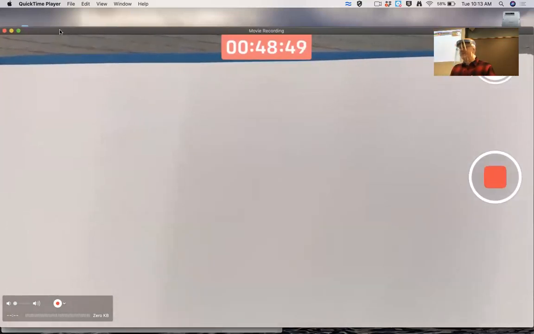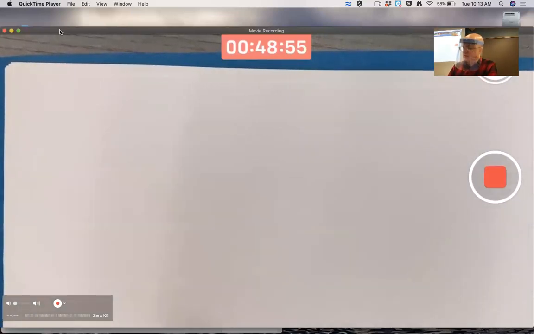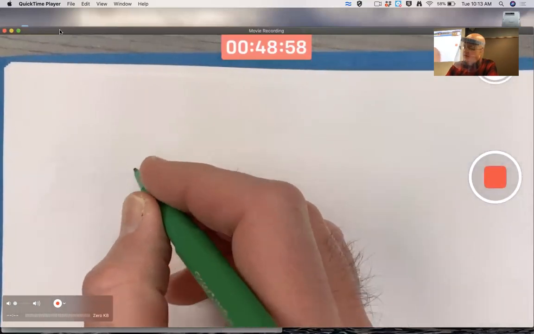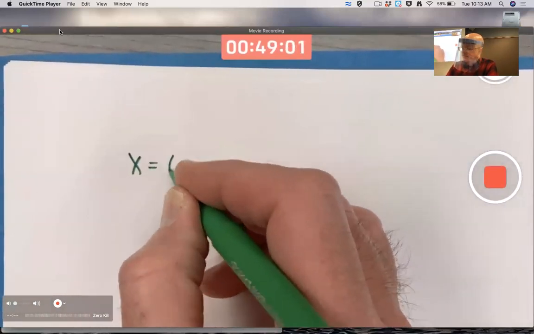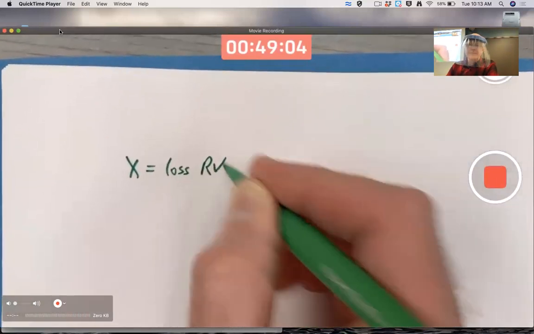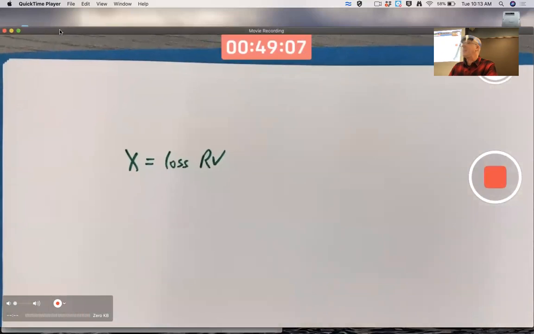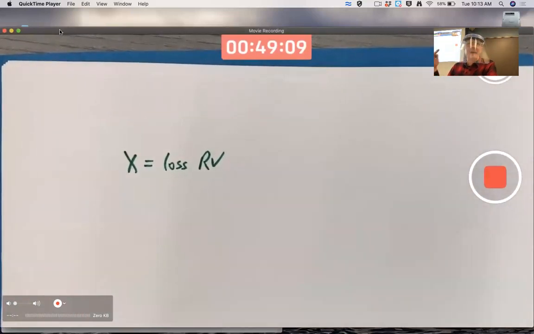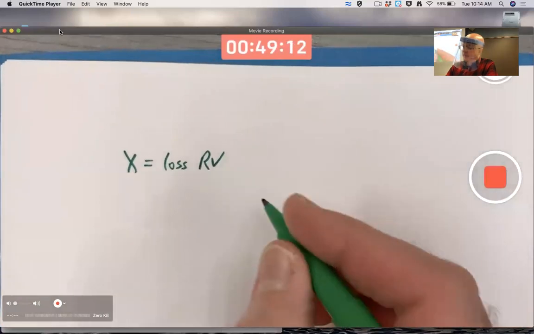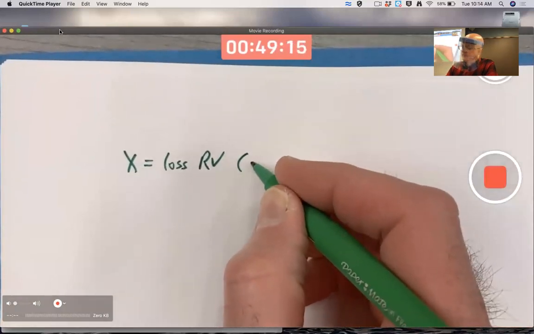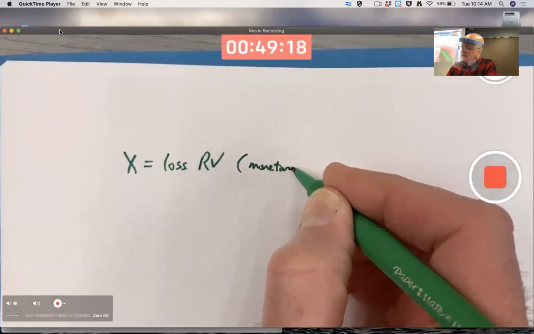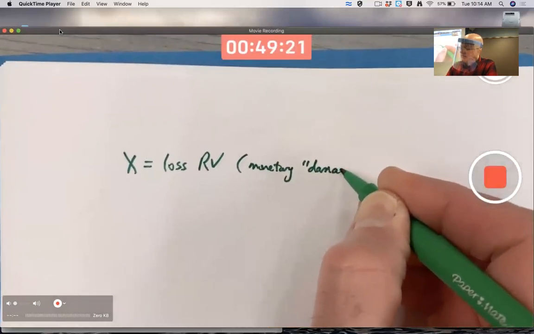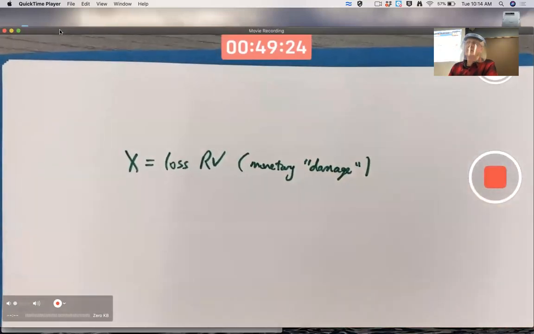In the simplest situation, when you have a loss, so maybe we should imagine this more as like a car accident, if X is the loss random variable, representing say a monetary amount of damage to your car, for example. Monetary damages. Could be damage to your car, could be damage to your house, could be damage to your health. It's however much you owe based on what happened.